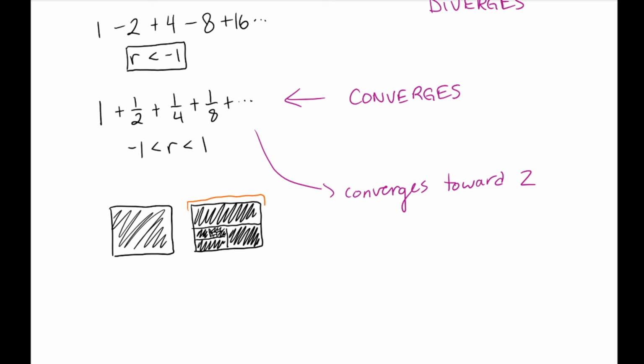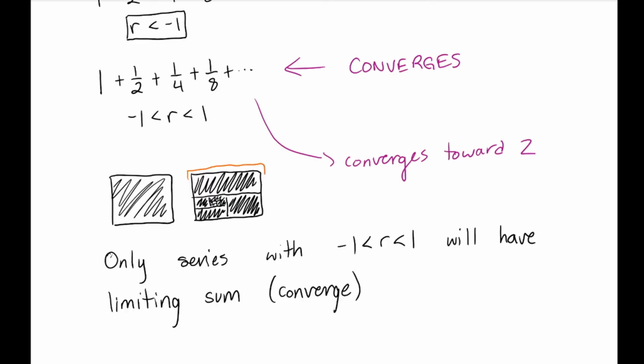So if you were asked what's the sum of this infinite series, 2 would be the valid answer, because you're going to keep adding in infinitely smaller slices, and eventually you will have filled in the entirety of those shapes. What this means is only a series with a common ratio between -1 and 1 will have a limiting sum, so that will converge towards some number.